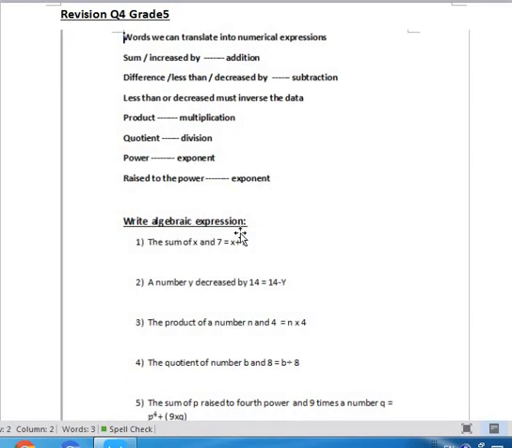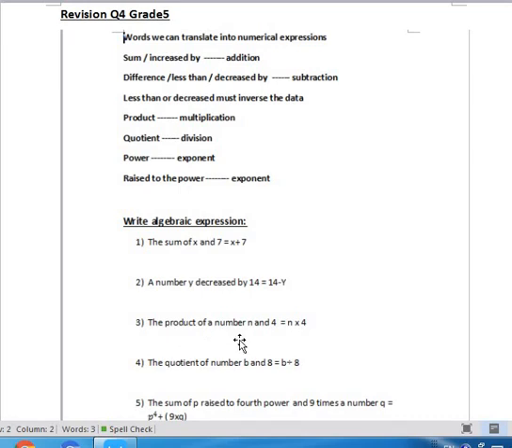Write algebraic expressions here. The sum of x and 7 equals what? Here I want to write algebraic expression. So when I say the sum of x and 7, sum means plus. So here x plus 7. A number y decreased by 14. So here 14 minus y. A number y decreased from 14, so 14 minus y.